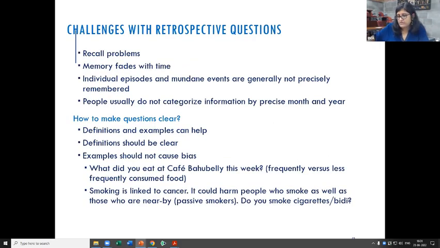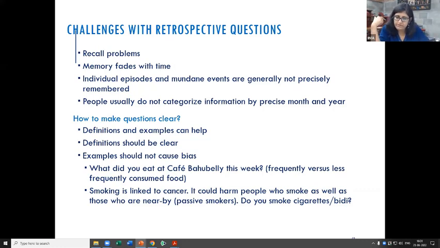The challenge with retrospective questions is we have recall problems, our memory fades with time, and we do not group information in our brains based on date and month and year. We do it on the basis of the intensity of those feelings that we had. So you may not remember what you ate on Monday for lunch. You might have to think a little bit, but you might remember what was your menu at your wedding or what did you wear at your wedding, although that might have been quite a long time back.